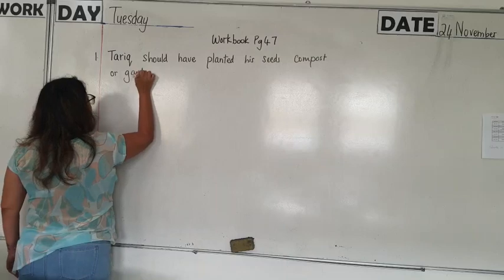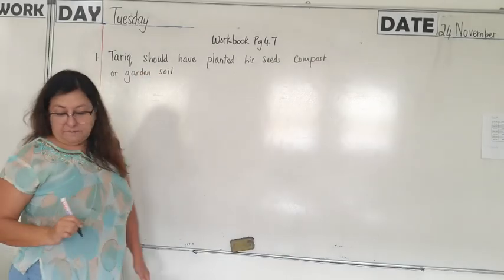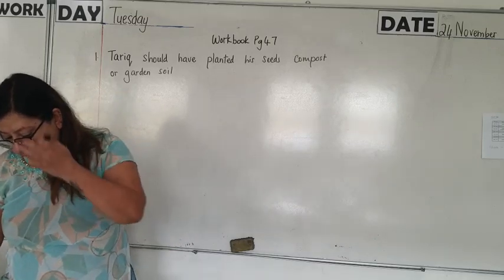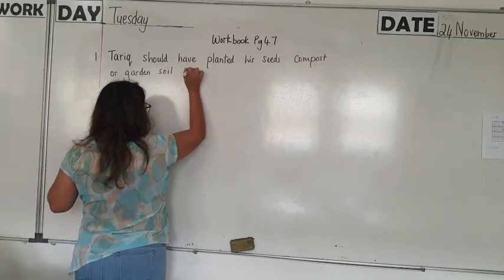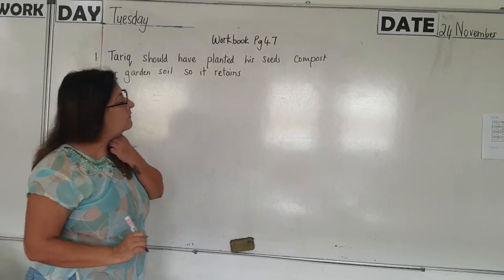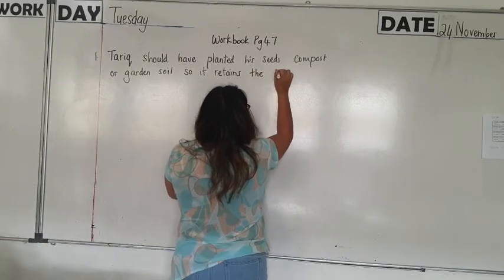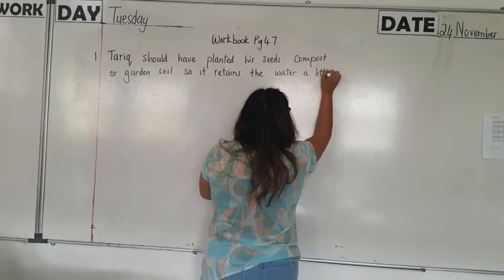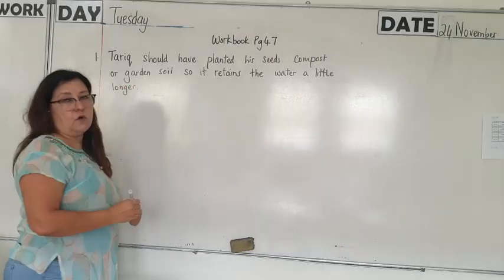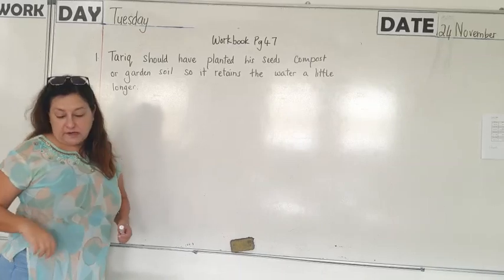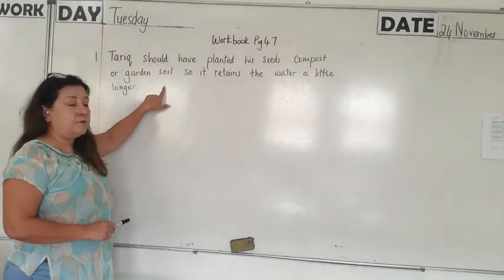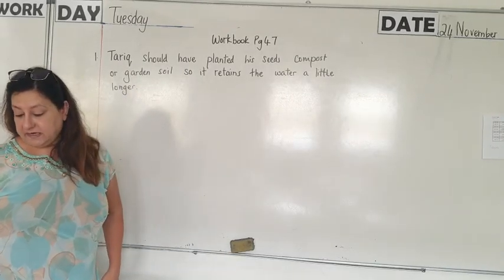because they are retaining the water a bit longer. If he is going to put his seeds in sandy soil, there's not going to be any water retained. If he's going to put his seeds in sandy soil, the water is not going to remain, because in sandy soil the water drains through in 1 minute 14 seconds. It's quite fast also. So he needs to plant his seeds in compost or garden soil so that the water is retained a bit longer.